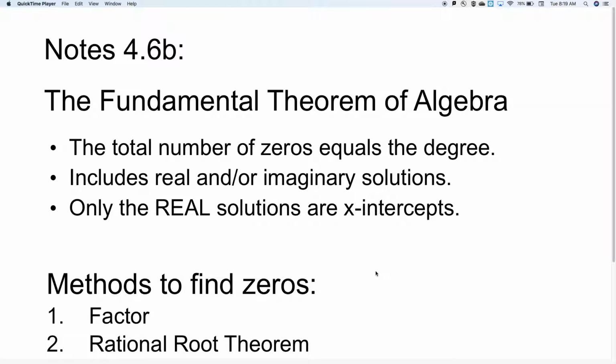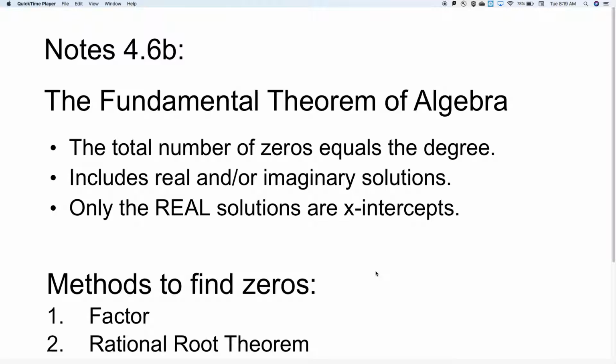So remember, only the real ones show up as x-intercepts. So you might see that your graph has 3 x-intercepts, but if it has 2 imaginary solutions, it really has a higher degree, degree 5. So degree does not always mean that's the number of times it's going to cross the x-axis.